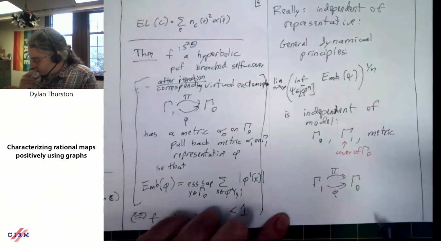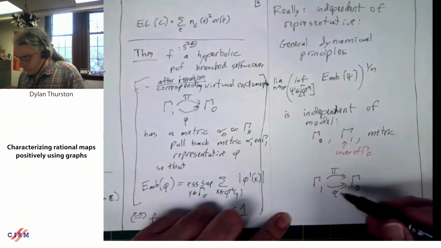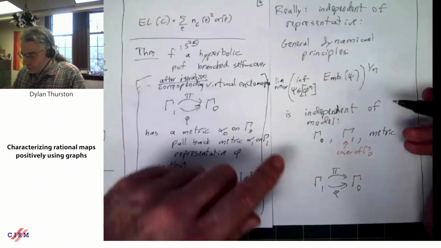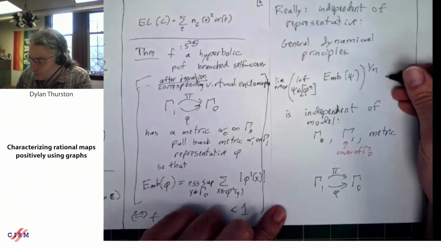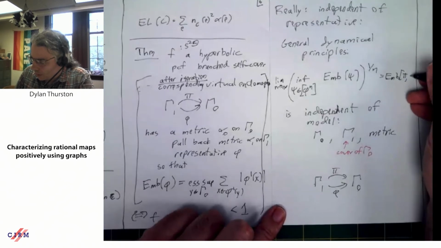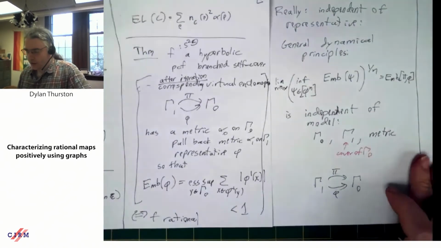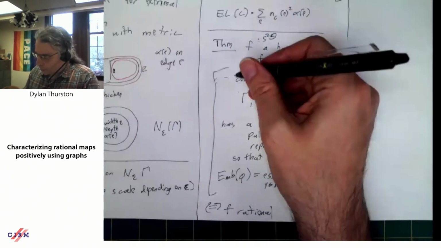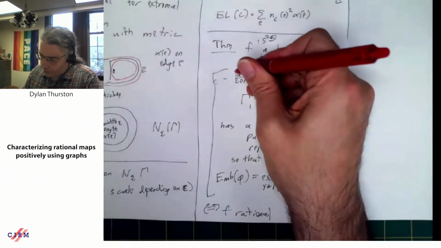And this is independent of how I pick it. Dylan? Yes? Do you need pi somewhere in your statement? I think that in the theorem, everything is formulated in terms of phi. I need pi because of this after iteration bit.